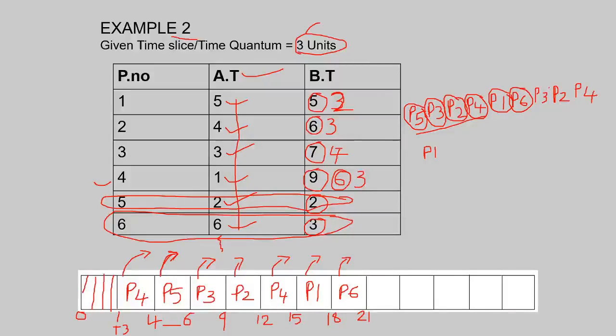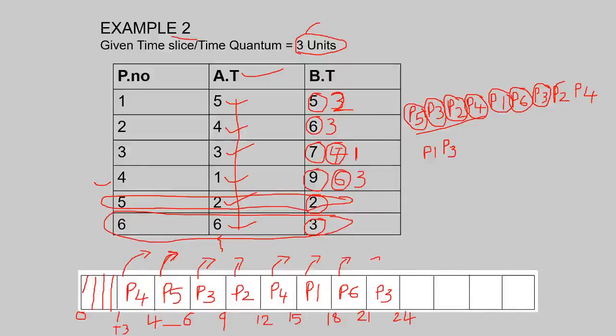So next process you select from the queue, that is process P3. So P3 burst time is still 4 units are remaining. So out of 4 it is going to execute 3 units. So still 1 unit will remain. So 21 plus 3 it is 24. So P3 has not completed its execution. So put P3 into the queue now. Still 1 unit is remaining.